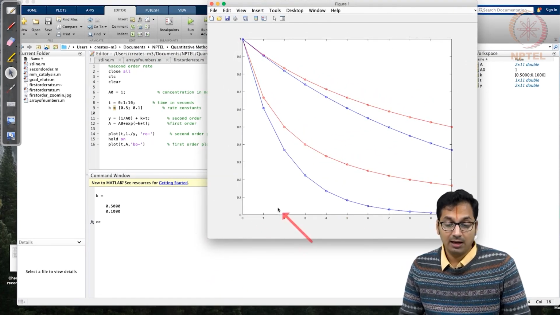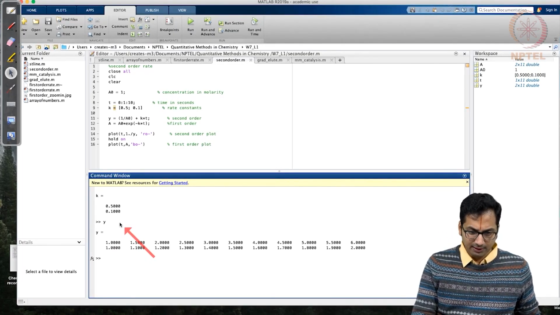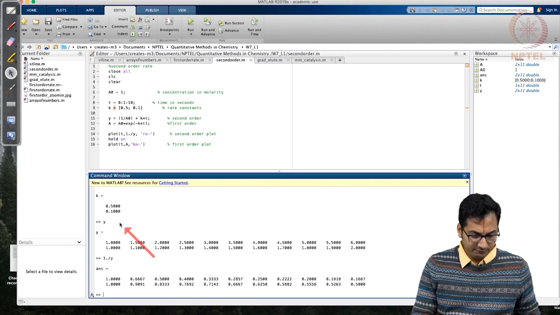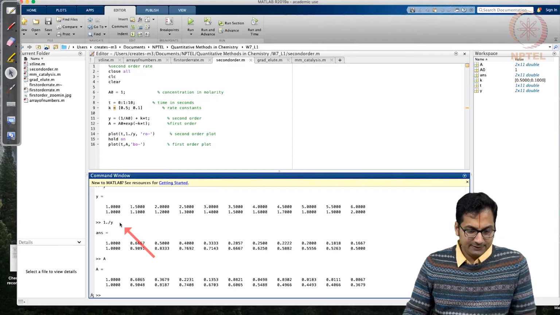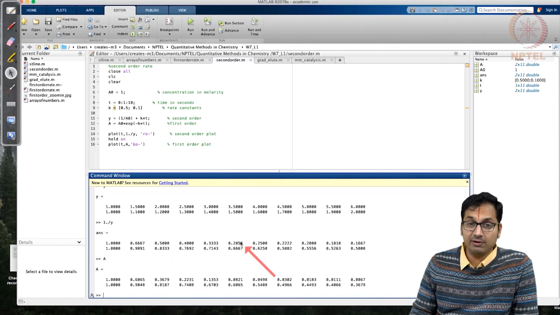And let's try to see at time point of 4. So we are trying to ask what is y, and actually we want what is 1 over y, and we want what is a. So what you are able to realize here is that this is for the set of numbers that changes as 0.5 as the rate constant, this is 0.1, and this is for second order, well this is for first order.